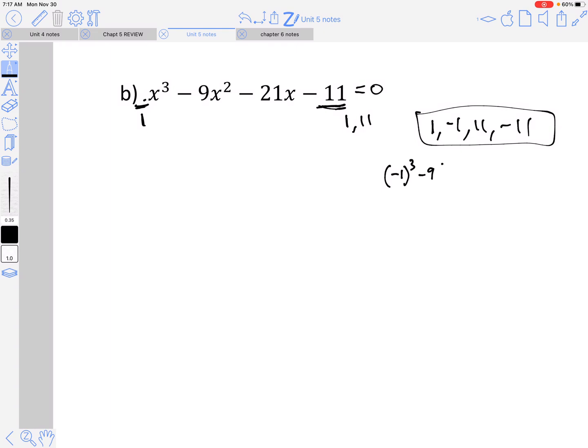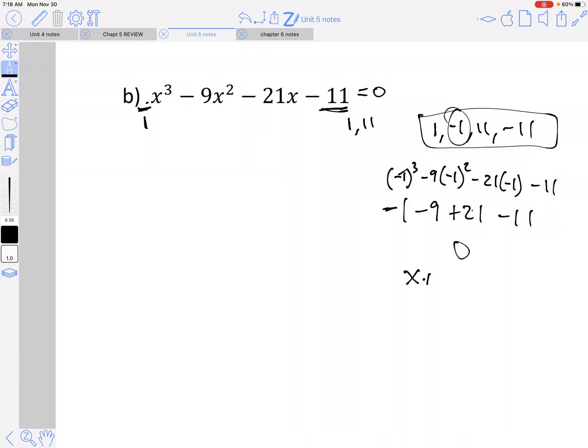So we have negative 1 cubed minus 9 times negative 1 squared minus 21 times negative 1 minus 11, which is going to give me negative 1 times negative 1 times negative 1 is negative 1. Negative 1 squared is 1 times negative 9 is negative 9. Negative times negative is a positive 21. And then we have negative 11. So we have negative 1 minus 9, which is negative 10 plus 21 is 11. 11 minus 11 is 0. Alright, so negative 1 is a go, right? So if we change that back, x plus 1 is indeed a factor.